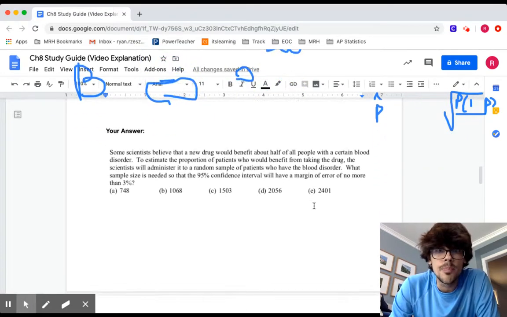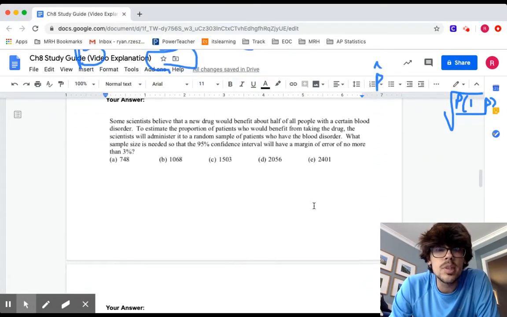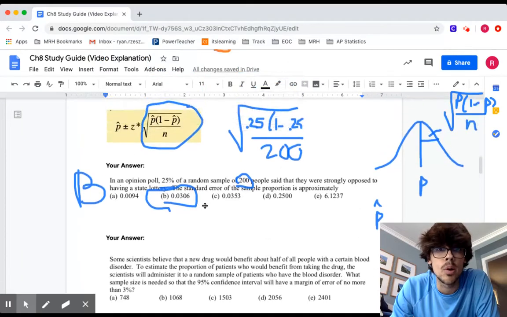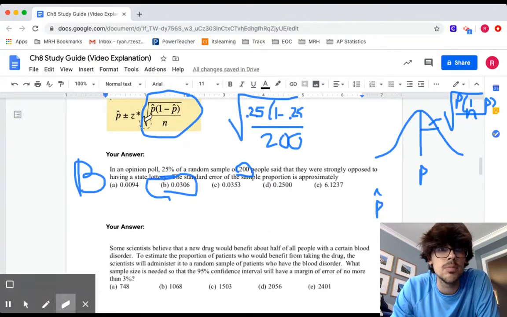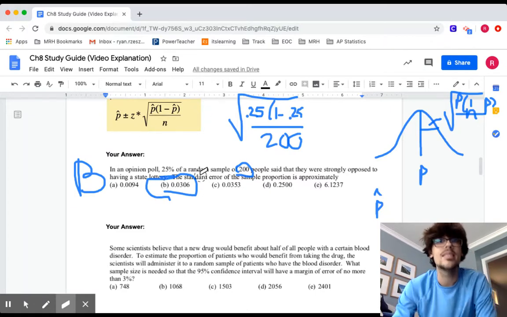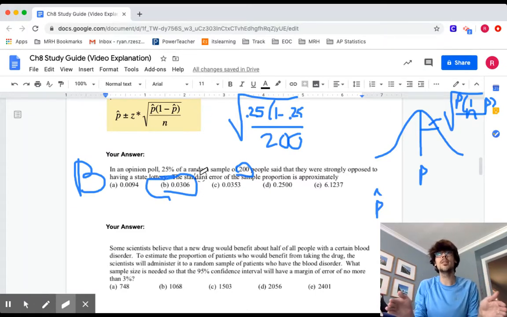Third problem. Looking at this example, this is one that is talking to us about figuring out our sample size to account for a certain margin of error. So it's actually still going to be helpful to have our little formula handy. The margin of error is the thing after the plus or minus sign in your interval.